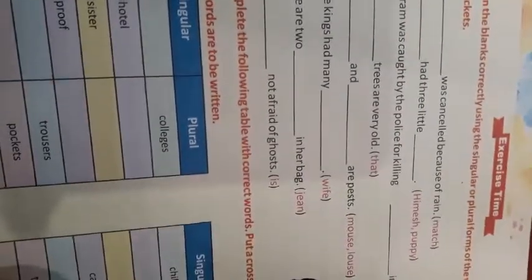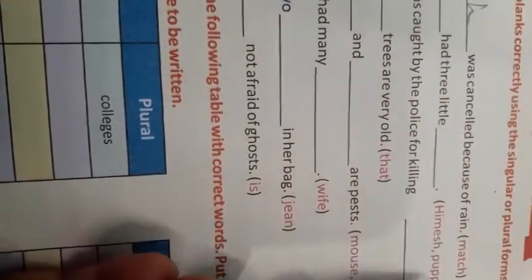Now let's do some exercise based upon it. Fill in the blanks correctly using the singular or the plural form of the words given in brackets. The dash was cancelled because of rain. So the match was cancelled. Match. The match was cancelled because of rain. Dash had 3 little dash. The options are Himesh and puppy. So in the first blank we have to write Himesh. Himesh had 3 little, puppy is written here. So 3 little, what is going to be here? It will be puppies.